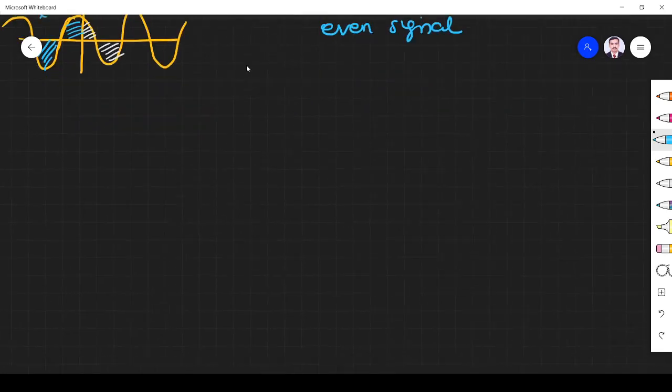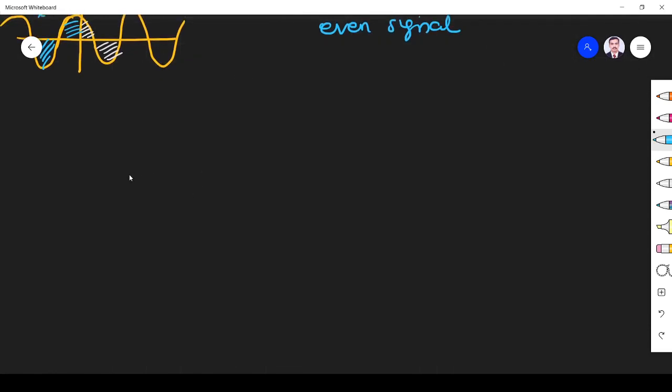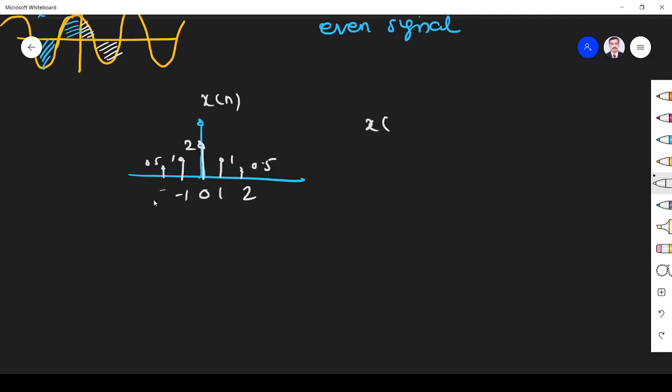Right? Similarly, for the discrete domain, you see this signal. This is the reference. Here you see some signal values: 2, 1.5, here 1, here 0.5. This is x of n. Let us assume 0, 1, 2, minus 1, minus 2. What is x of 1? x of 1 is 1. What is x of minus 1? x of n equal to minus 1, again 1.